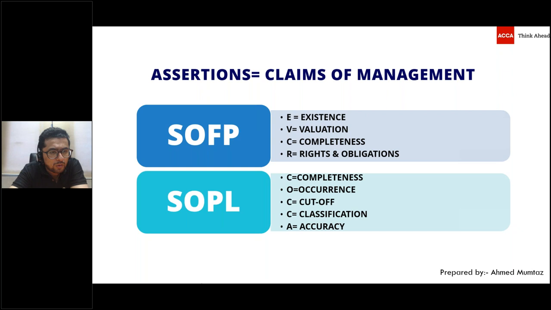Musafir Hussain is saying all set. And Bhumika is saying, sir, please, can you explain cutoff and classification again? Cutoff means you need to recognize the transactions in the correct accounting period. That's it. And classification means you need to recognize the items in the correct families. For example, you cannot recognize a particular expense as other expense or as an administration expense if it is a cost of sale item. So, correct family.